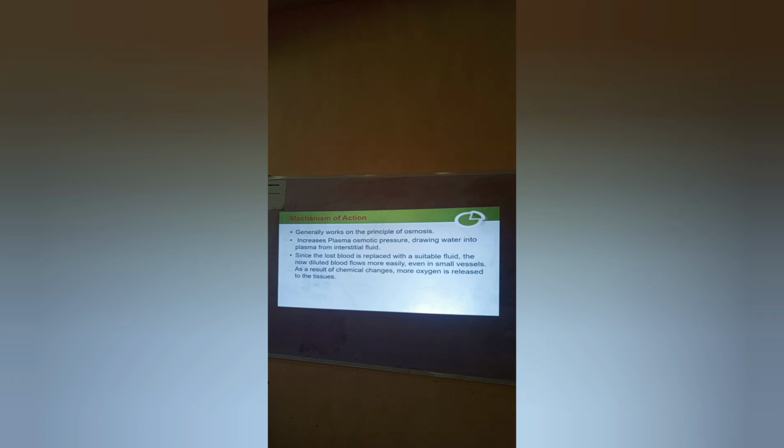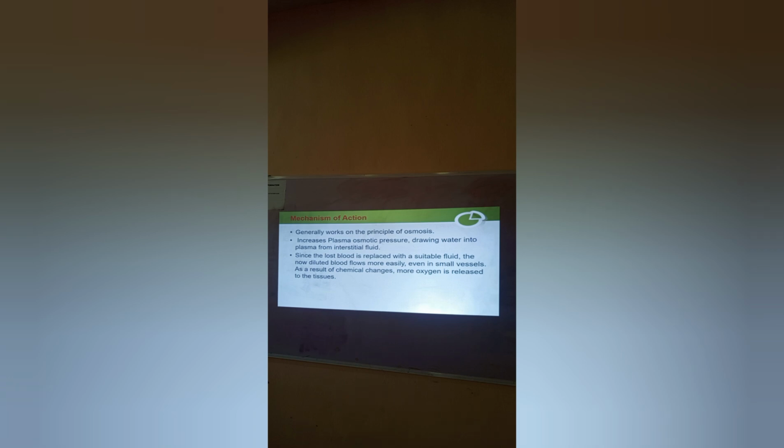For example, as one of the colleagues has said, in one of the indications like hypovolemic shock, what happens? There is decreased blood volume. So there's going to be movement of fluid from the tissue into the systemic circulation, into the plasma, and that's just by means of osmosis. Since blood is lost, maybe in bleeding, maybe through trauma, it is replaced with a suitable fluid. The now diluted blood flows more easily, even in small blood vessels.